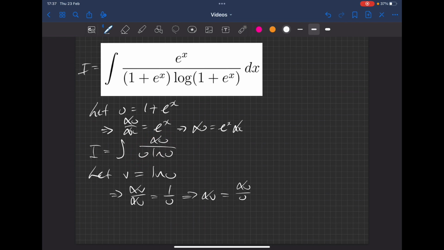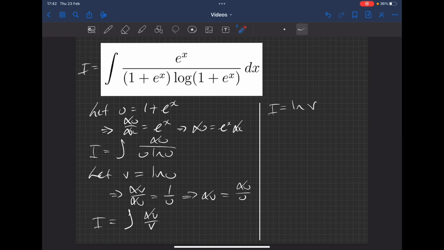Our integral then, we can rewrite all together as, well, our du over u becomes a dv, and our 1 over log u is going to become a 1 over v. So altogether then, we have dv over v. And now then, when we compute this, what are we going to get? Well, we get that I is equal to the natural log of v. We should have plus c, but this is MIT integration bee, so we don't need to put that in there.